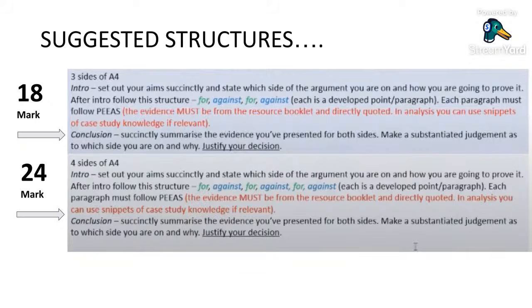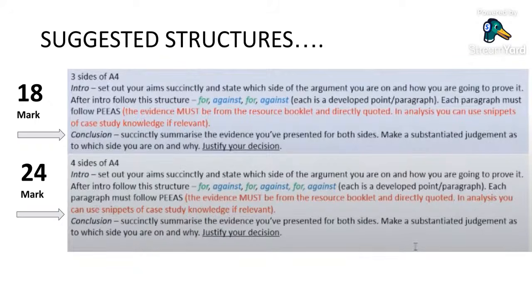3 sides of A4 with 4 paragraphs for your 18 marker, and 4 sides of A4 with 6 paragraphs for your 24 is probably the kind of length that we're talking about. Now, I'm saying 3 or 4 sides based on average size writing. Obviously, that will be very different if your writing is only 4 or 5 words per line. But I think it's better to think about it in terms of paragraphs and arguments that you're making.